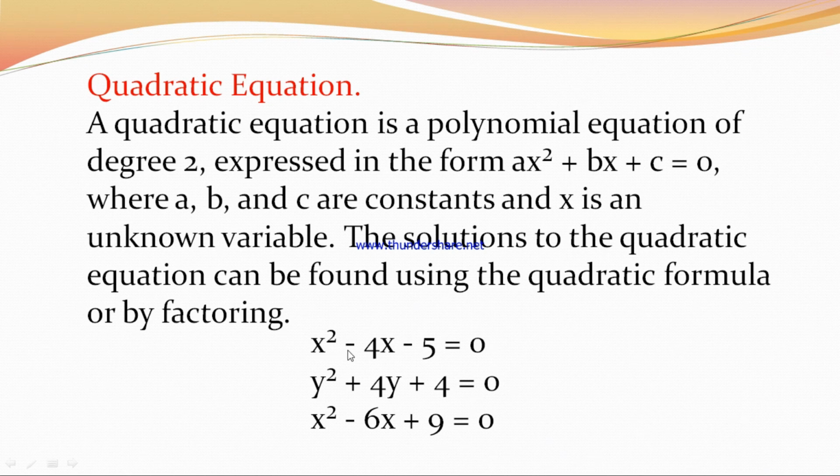x² − 4x − 5 = 0. y² + 4y + 4 = 0. x² − 6x + 9 = 0. Here we can say that 4, 5 are constants, x are variables. So this is the concept of quadratic.